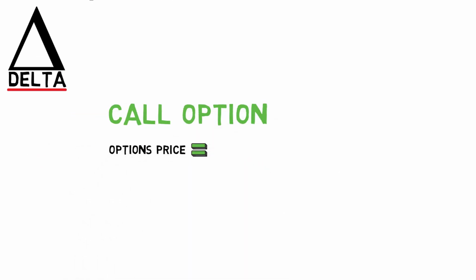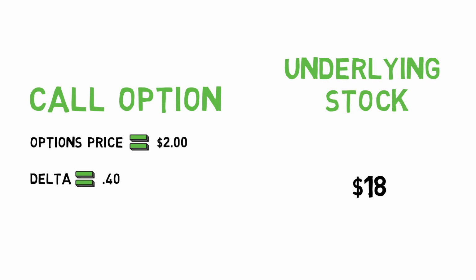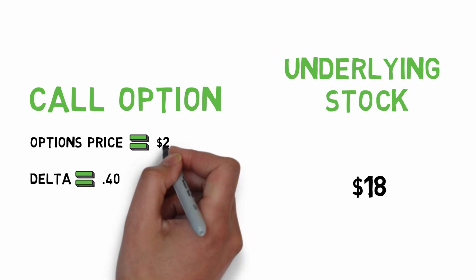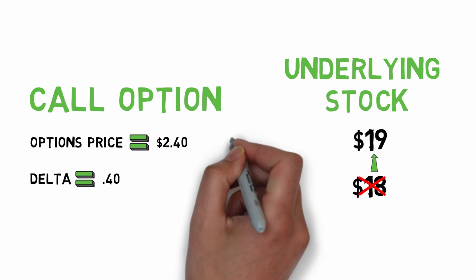Delta's domain is price. It indicates how much the option premium can change if the underlying price changes by $1. This means that an option with a delta of 0.40 would be expected to increase by 40 cents if the underlying asset increased by $1.